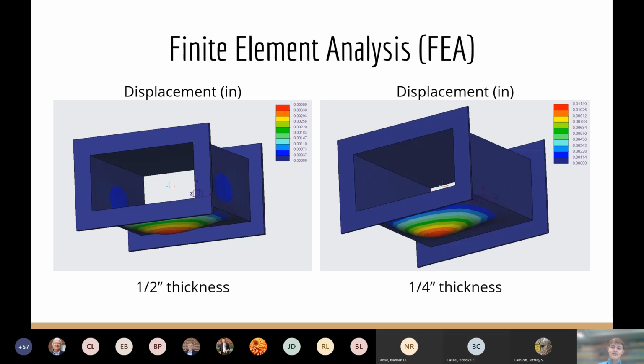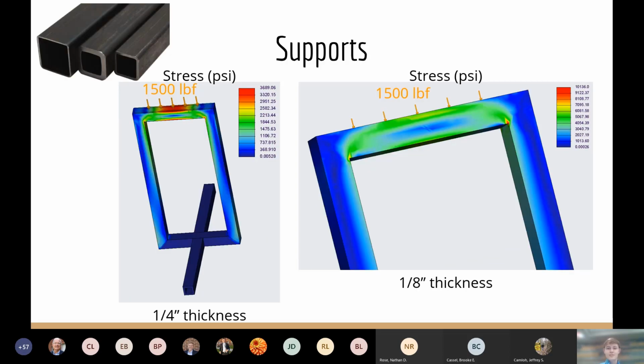Now, based on this, the new designs for the flow straightener and test section are actually smaller, so we deem those to be safe as well. Next up is the support system. Our support system is made of A500 steel, square steel tubing, and it will be welded together in a configuration.